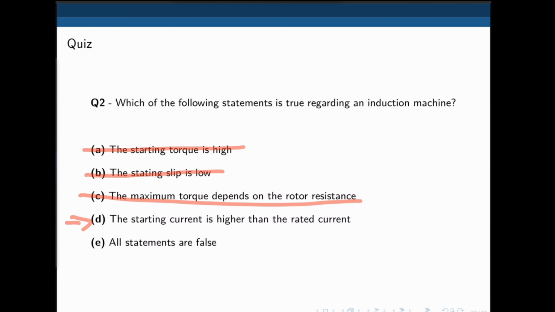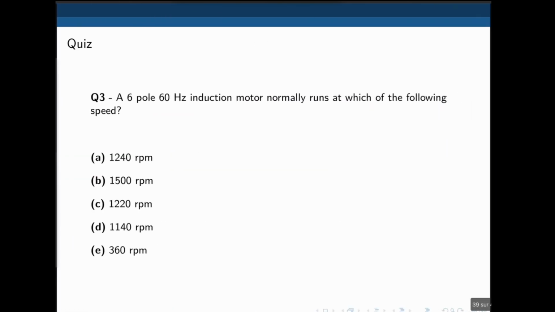The starting current is higher than the rated current. All right, that's the example we just did. When we start the motor, there is a high current. The motor starts to rotate, the current drops. Next question. And this was on the final exam last year.